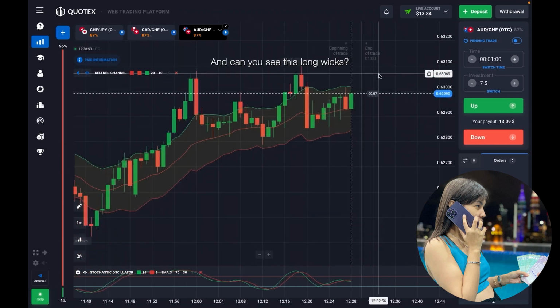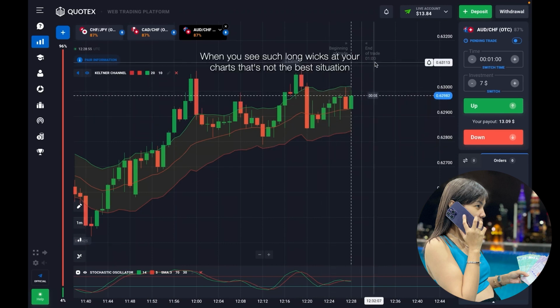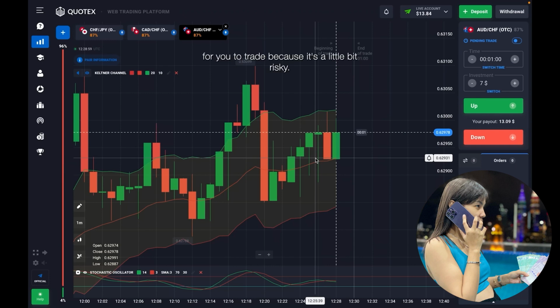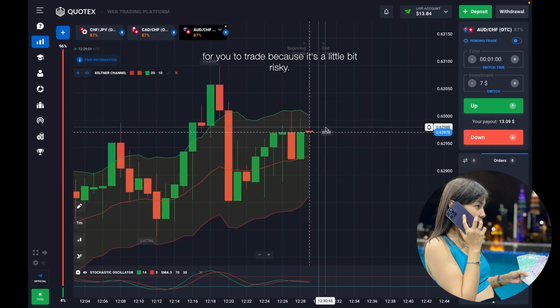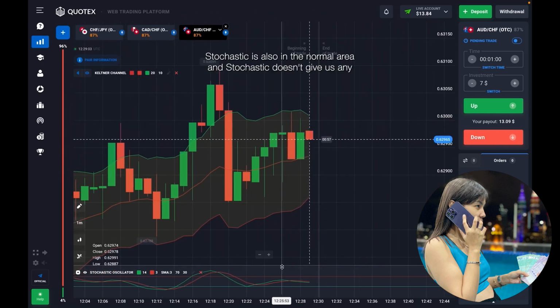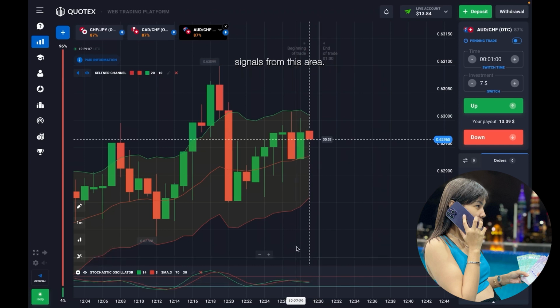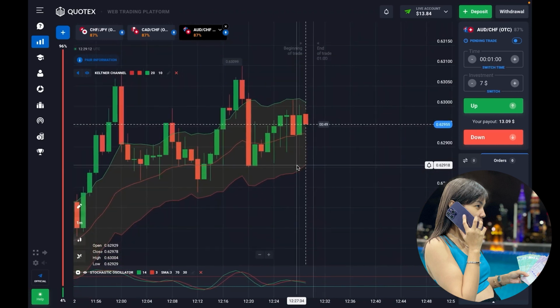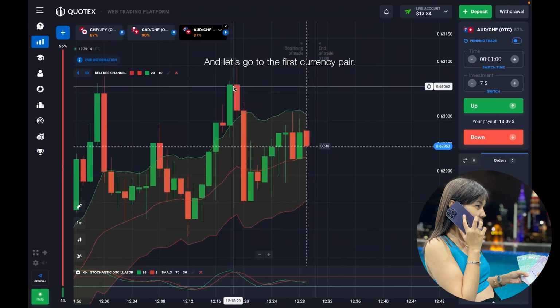So can you see this low mix? When you see such low mix on your chart, that's not the best situation, guys, for you to trade, because it's a little bit risky. Stochastic is also in the normal area, and stochastic doesn't give us any signals from this area. So that's why I recommend to skip the situation, and let's go to the first currency pair.